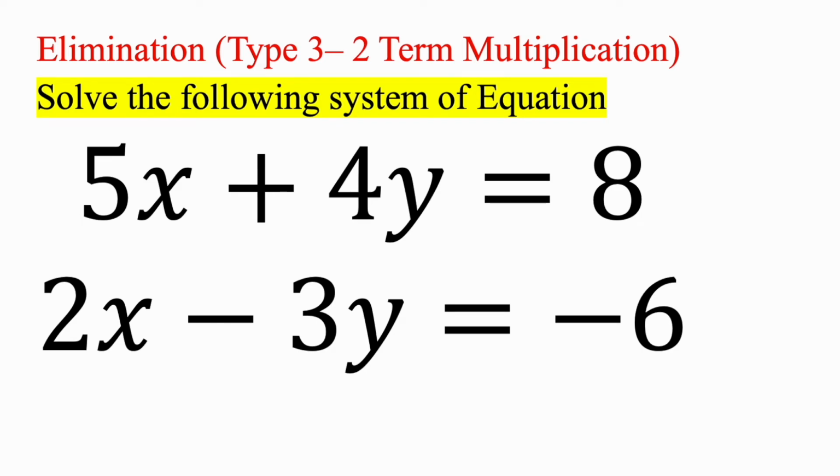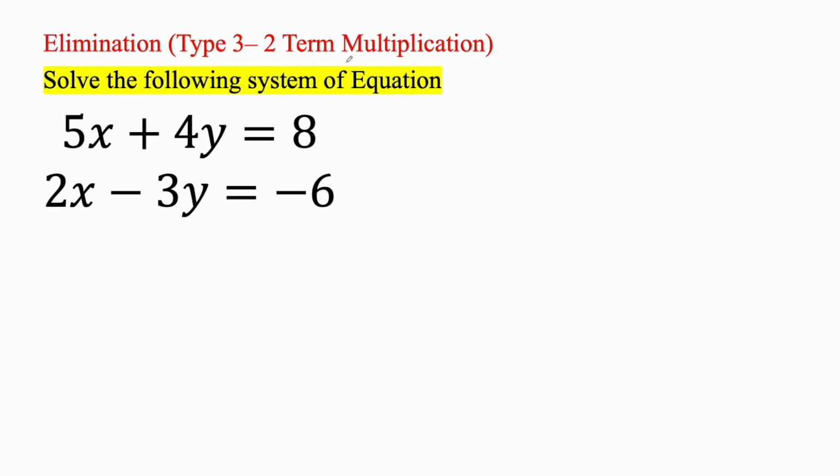Okay, in this video, we're going to solve this system of equations right here, and we're going to use the elimination method. Now, I call this type 3 two-term multiplication because we can't just multiply one equation by a whole number to eliminate the other equation. Like this is 2x, this is 5x. Yeah, you could multiply by 2.5, but that's just kind of messy.